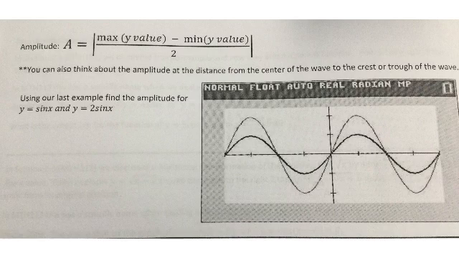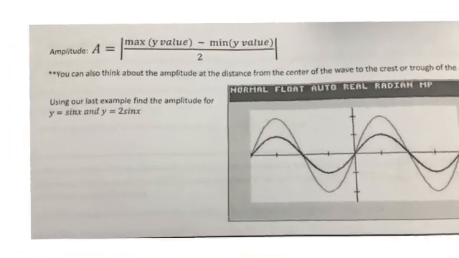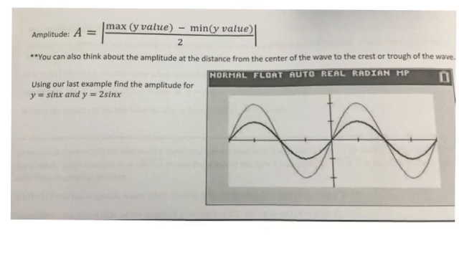Okay, so if you think about amplitude, think about sound waves. If you're turning the volume up, your sound waves are getting higher and lower. It's got more bounce back and forth. So that is an amplitude change. We can find the amplitude of any graph by taking the maximum y value, subtracting the minimum y value, and dividing by 2.